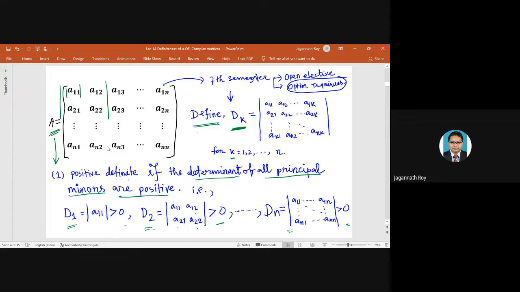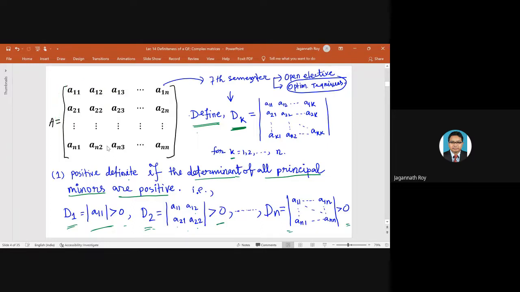If it is asked whether this matrix is positive definite or not, then we have to find out in this way. This is another shortcut method to verify it. Here you can also take 3 by 3, and so on. If you calculate all these principal minors, then you will get the nature of the quadratic form.